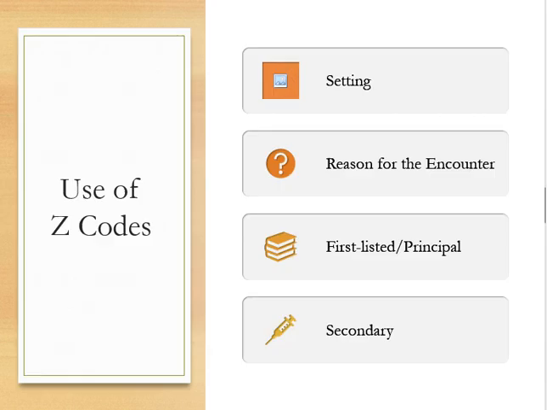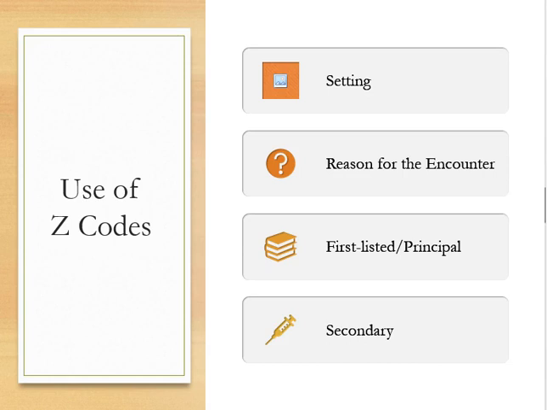So first, let's talk about use of Z codes. Z codes can be used in any healthcare setting. Z codes can be principal, first listed, or secondary, and of course, as you know, it depends on the circumstances of the encounter. There are certain Z codes that can only be used as principal or first listed, and towards the end of our presentation, we'll talk about those Z codes. Principal is used when you're coding for the inpatient facility, first listed if you're coding for the provider or outpatient.